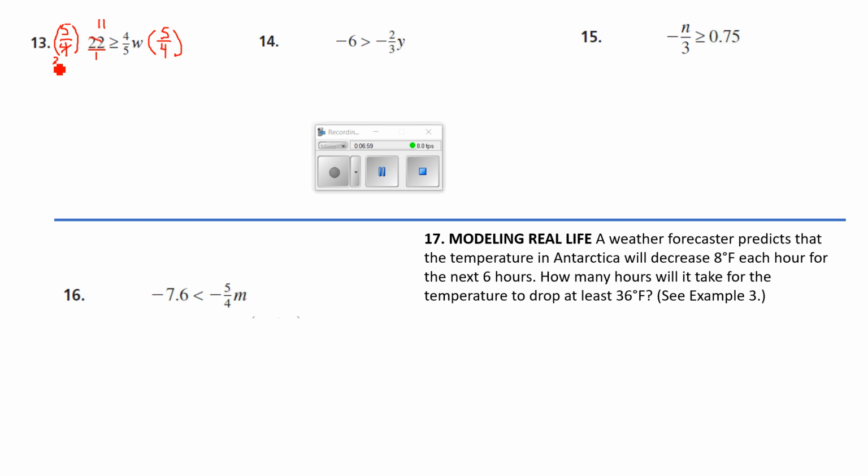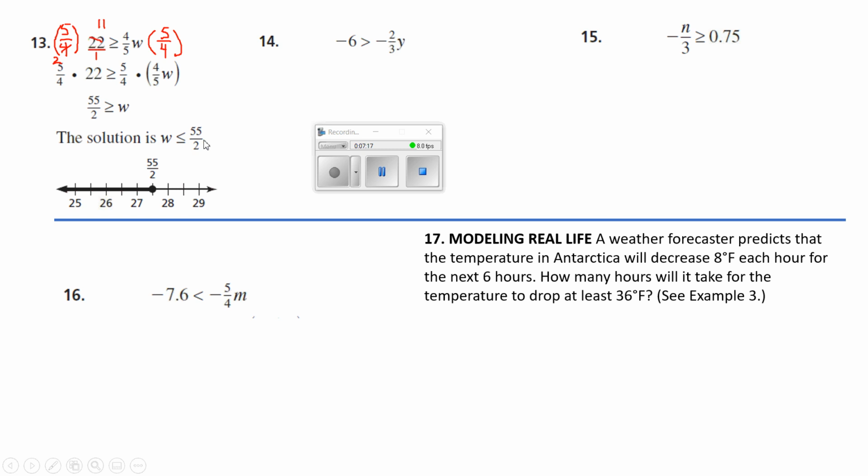Now I know 55 over 2 is actually an improper fraction. I know 2 goes into 55, well, I would say 27 times with 1 left over. This will give us, well, they kept it as 55 over 2. I would have also accepted 27 and 1/2, okay? Either way. And because w is less than or equal to 55 over 2, I would put my arrow pointing in this direction with a shaded dot.